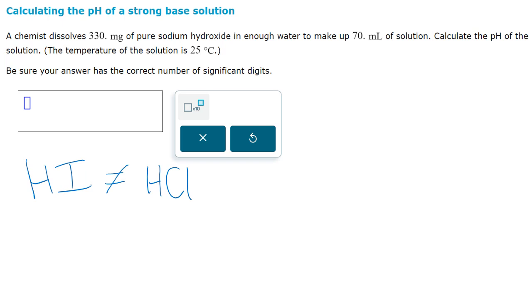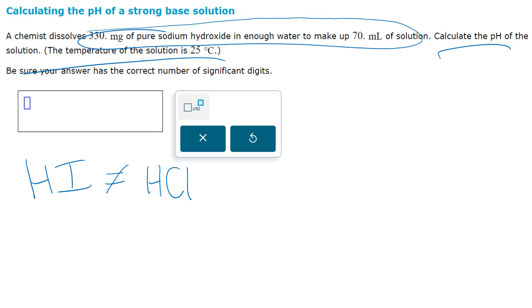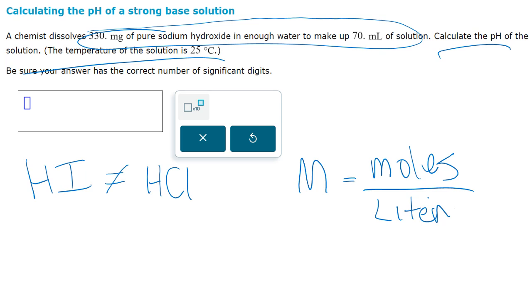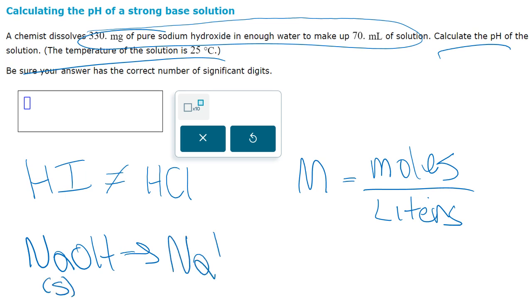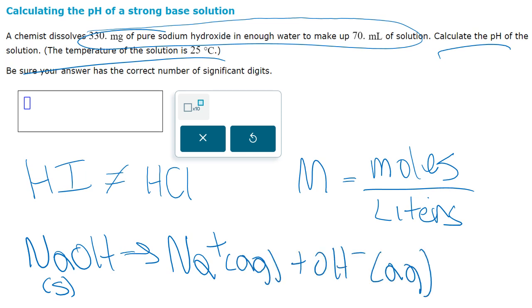So anyways, now we have to find the pH of a strong base. Now this is the same thing, and it's something you can practice, so I won't go through it. But remember, molarity equals moles divided by liters. And this is sodium hydroxide, so you're going to have to convert again. It starts off as a solid, breaks down to Na plus aqueous, OH minus aqueous. And you're going to have to take the negative log of the concentration.